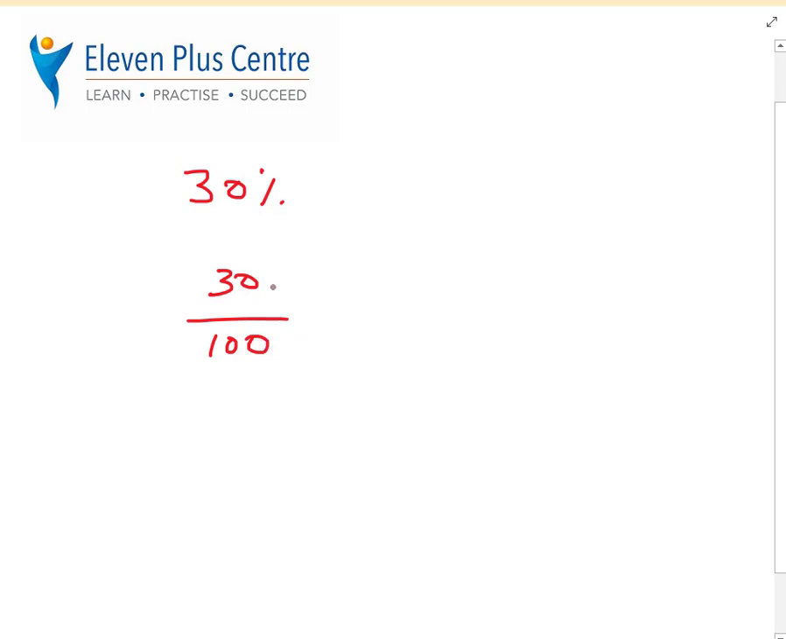So this 30 has an invisible decimal point there, and we're dividing it by 100, and 100 has got two zeros. Because 100 has got two zeros, we're going to move the invisible decimal point two spaces this way. So the answer is going to be, the invisible decimal point is there, two zeros, 1, 2, and then we put a 0 in front of it. So 30% is 0.3.